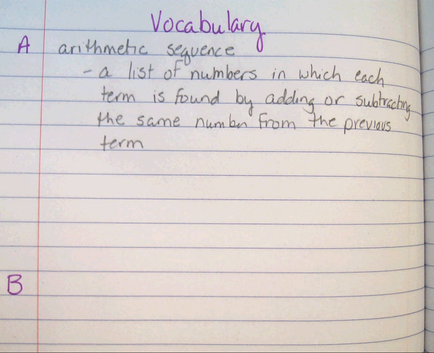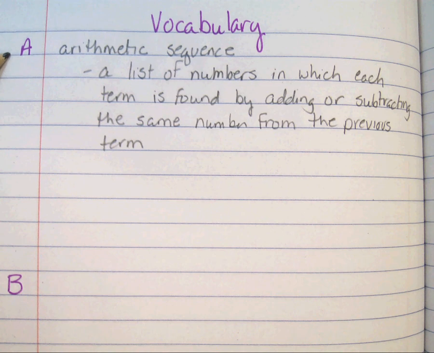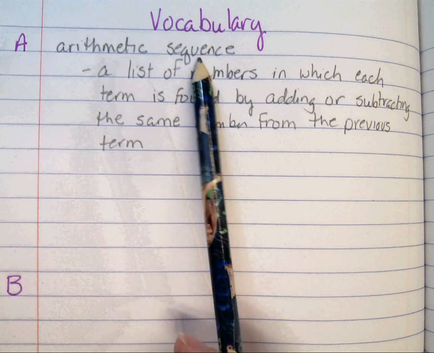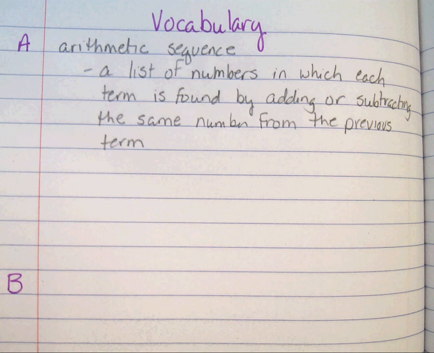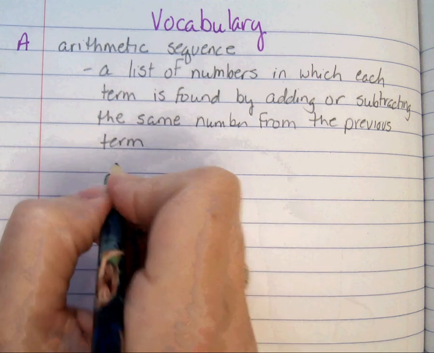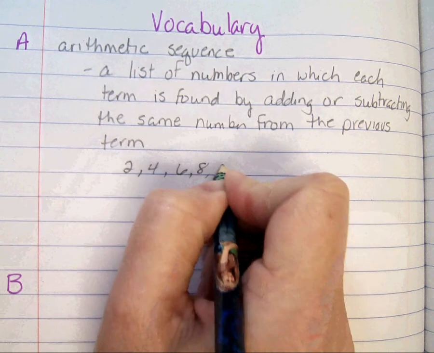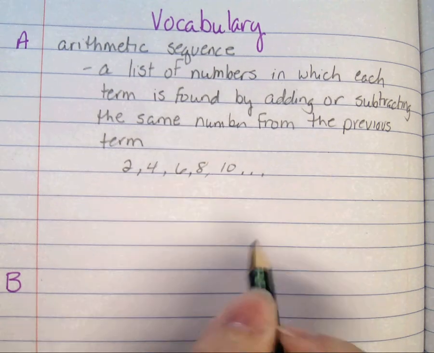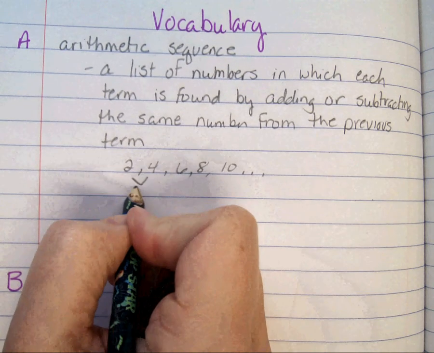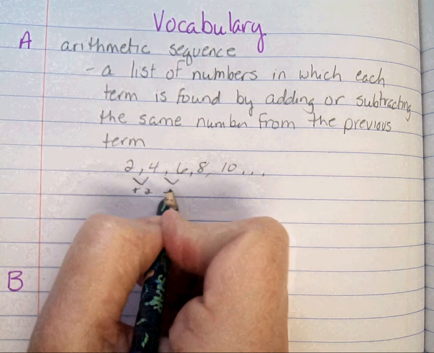Okay, this lesson is over patterns and sequences. The first thing I want you to do is turn in your ISN to the glossary, to the A sections. I want you to write the term arithmetic sequence. That's simply a list of numbers in which each term is found by adding or subtracting the same number from the previous term. For example, 2, 4, 6, 8, 10. This is an arithmetic sequence because to get from one term to the other, I'm adding 2 every time.